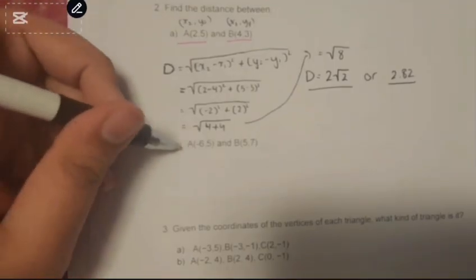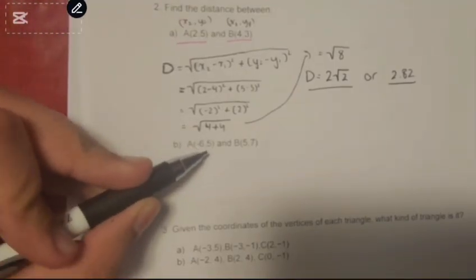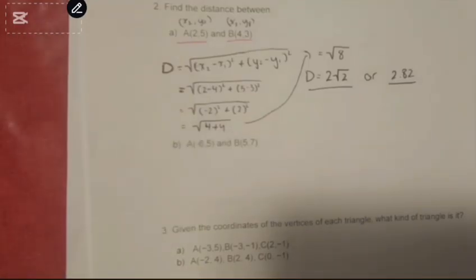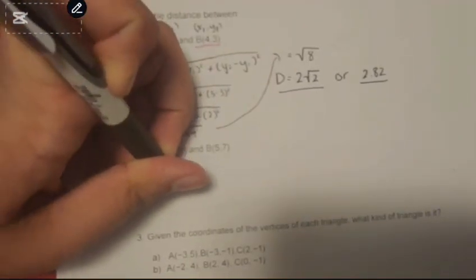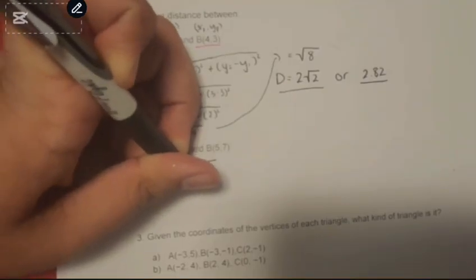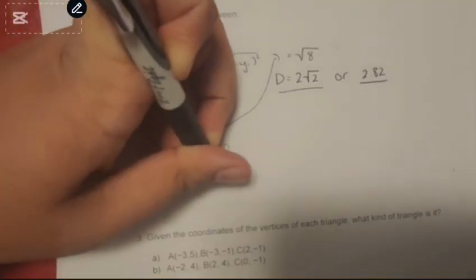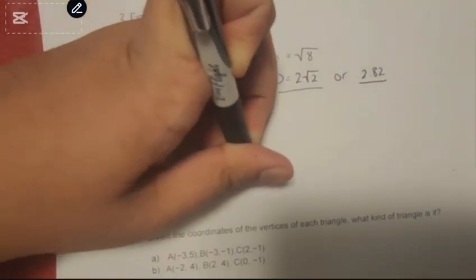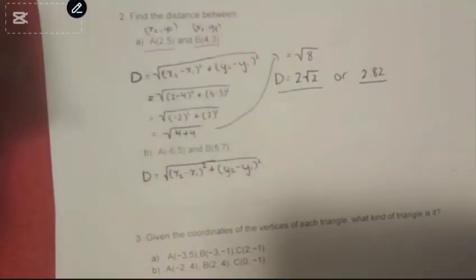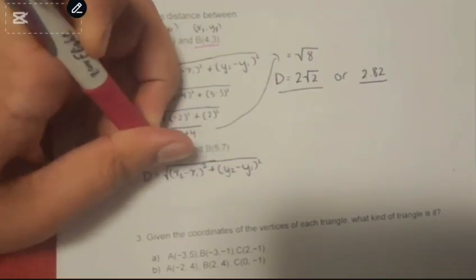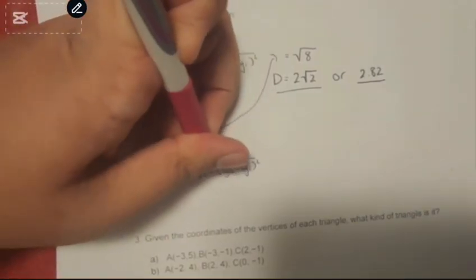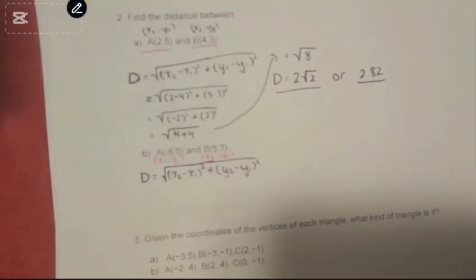Now the second one. Now we have B. Our A is equal to minus 6, 5, and B is 5, 7. Now pause the video again and first try it on your own. So what's going to happen now is D is equal to, again, x2 minus x1 all to the power of 2 plus y2 minus y1 all to the power of 2. Now again, we can make these points. So here, for A, we'll make this x1, y1. We're changing it a bit, and this will be x2, y2.